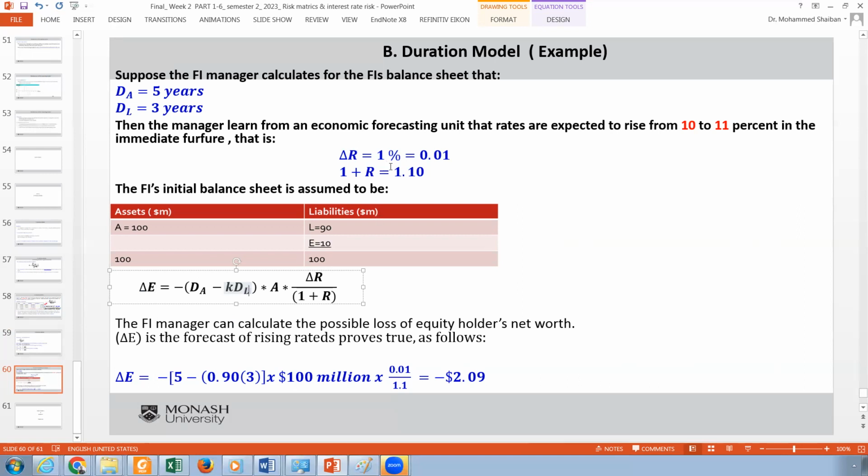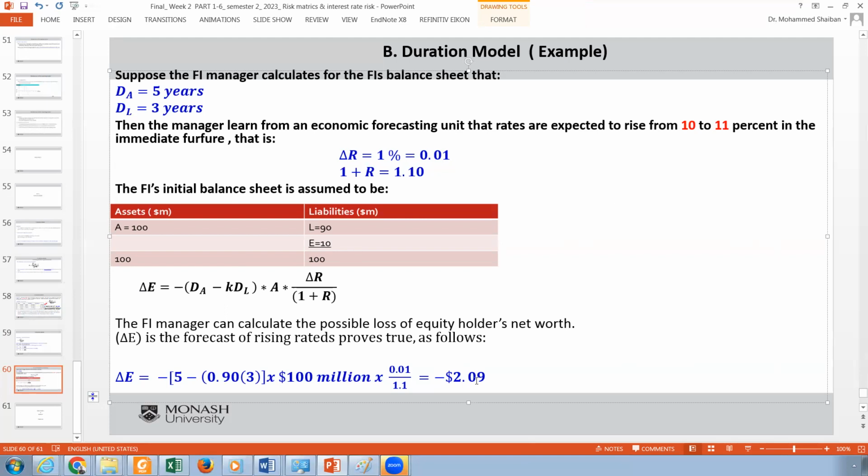What is the change in the interest rate? It's 1%. What is the interest rate in the market? It's 10%, and it moved to 11%, which means there is an increase of 1. So in this case, we get the change in equity, which is 2.09. So this equity, instead of being 10 before, now it's actually 10 minus 2.09.